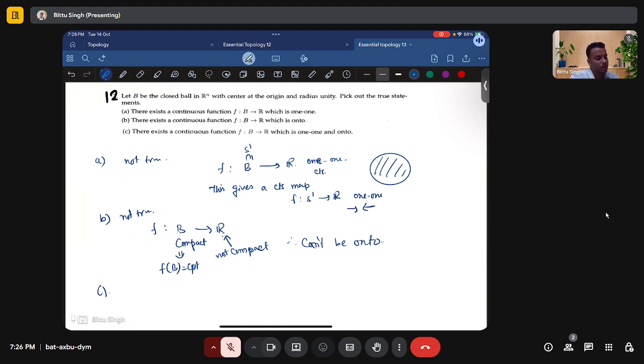There exists a continuous function from B to R which is 1-1 and onto. So C is false because A and B are both false. So none of the above. None of the above.